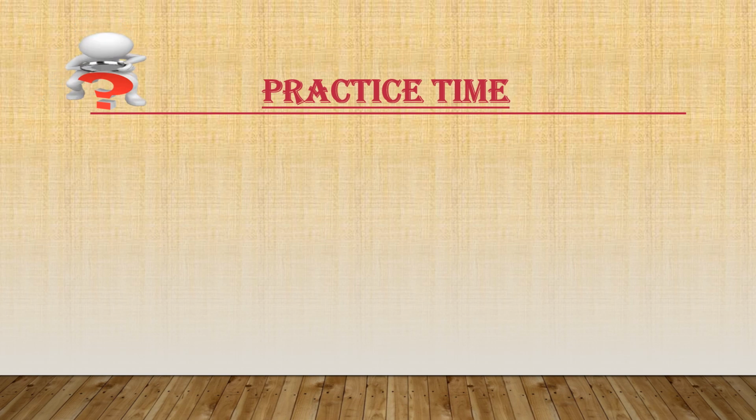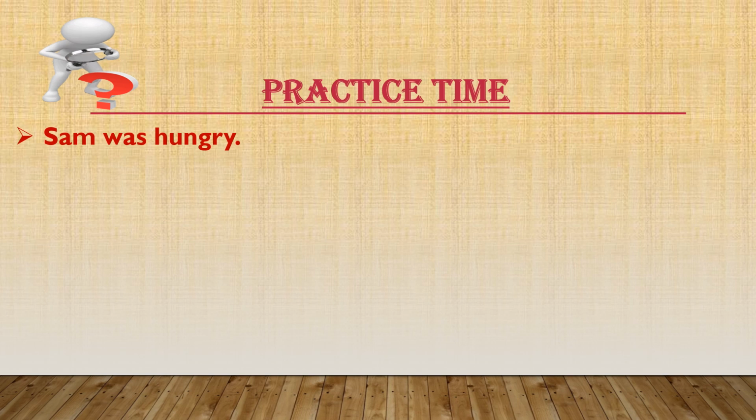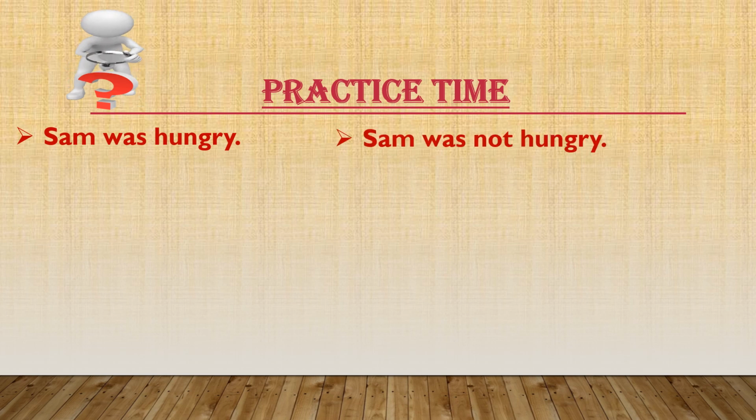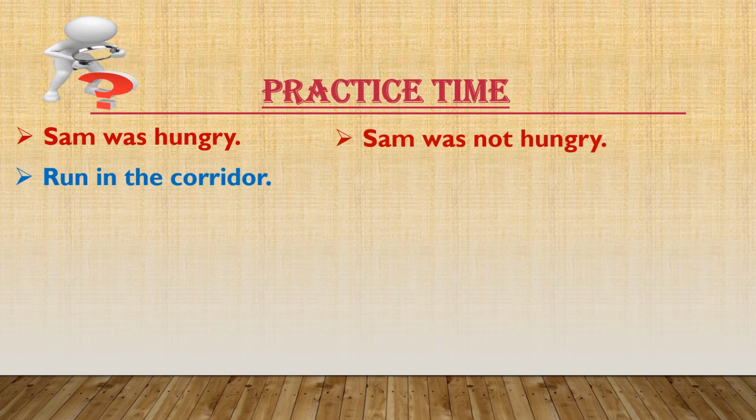So the first one here for you is Sam was hungry. Just read the sentence and see, is it having a helping verb? Oh yes, it has. Was. So in that case, we just need to add not after the helping verb and your sentence will become negative. So your answer is Sam was not hungry. Let's see the next one.